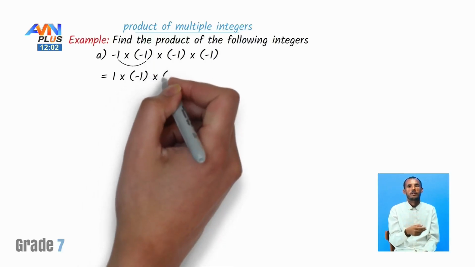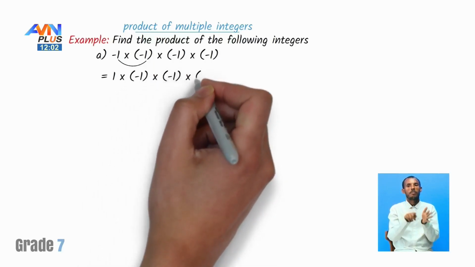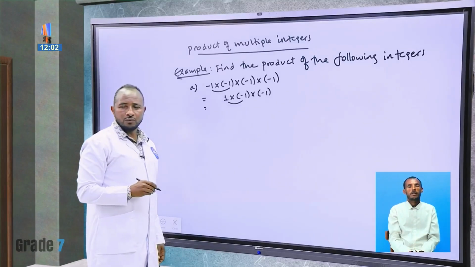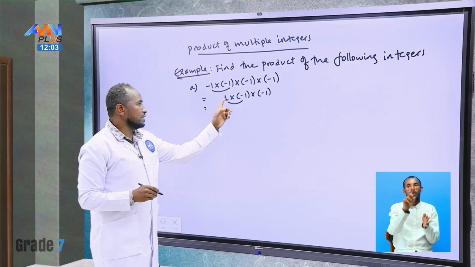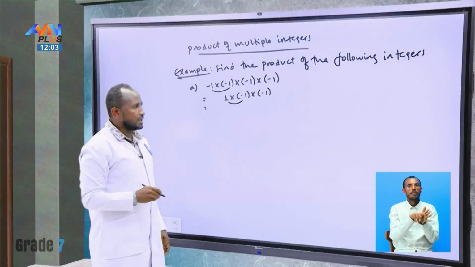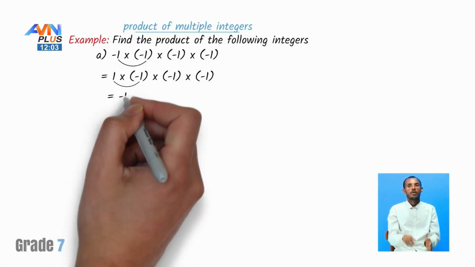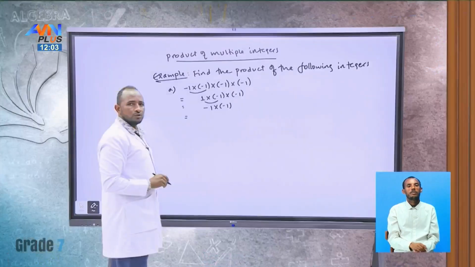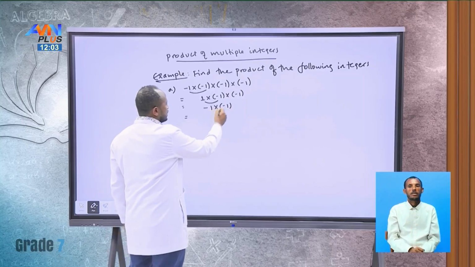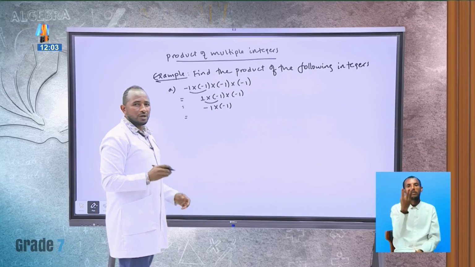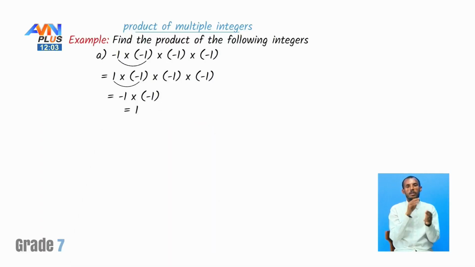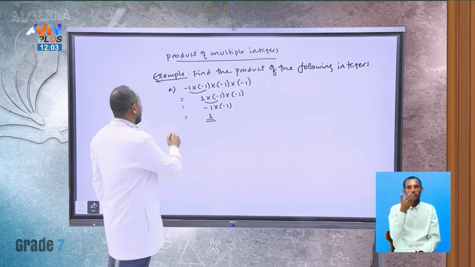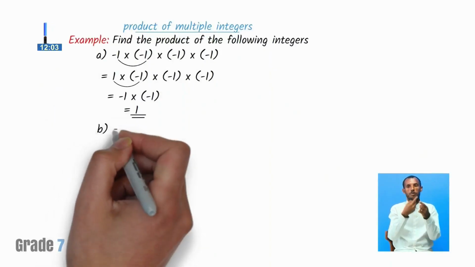Then here you have minus 1 times minus 1. Again, multiply these two. What will be the product? 1 times negative 1. In this case, positive and negative. The product is negative. So you'll have minus 1 times, again, negative 1. So let's multiply these two. Minus 1 times minus 1. Since both are negative, the product is positive. The answer will be positive 1. That's right. Good. Now, let's continue to the next example.